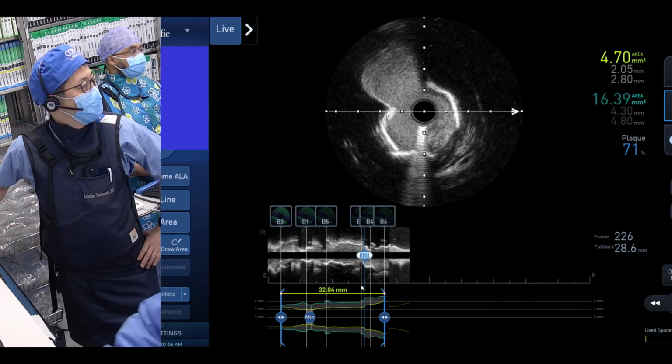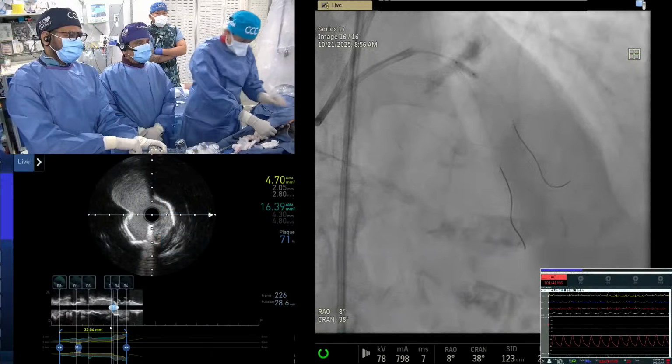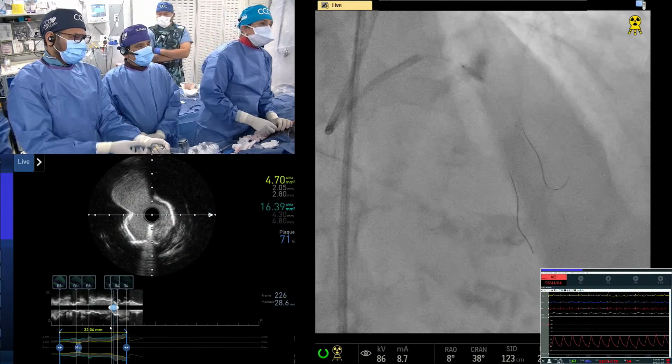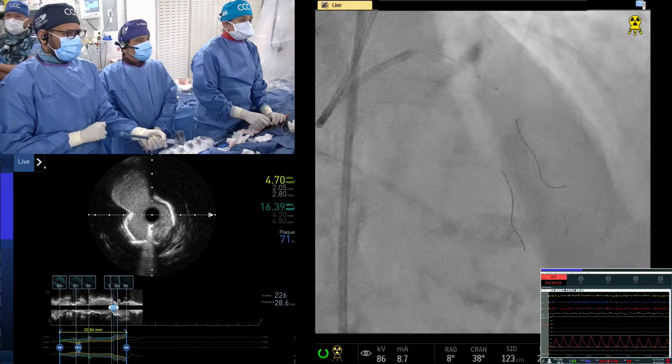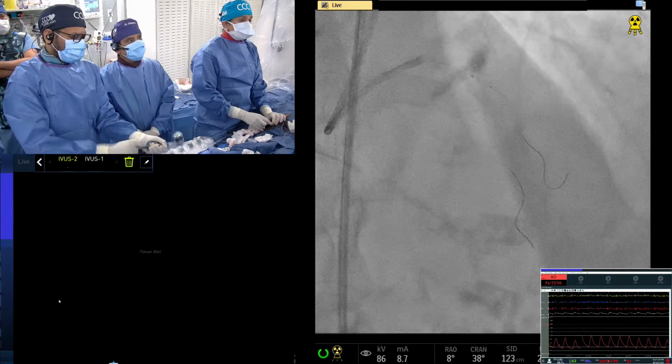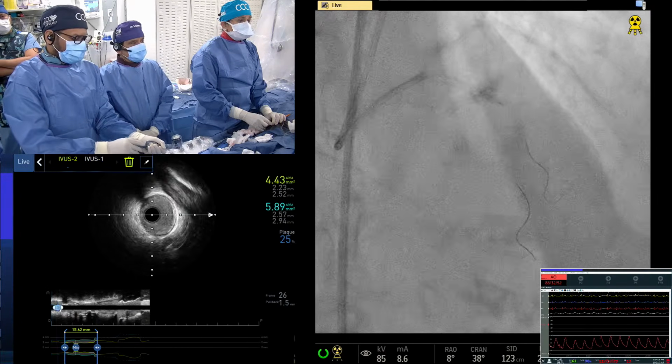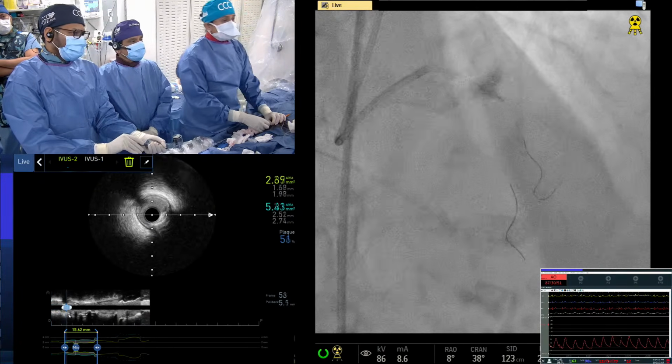how did you go? Go 18. Okay, down. 2.5 cutting Wolverine, we went to 18 atmospheres. Okay, go up here. This is where the lesion was. Okay, here you can go low pressure. Okay, down.